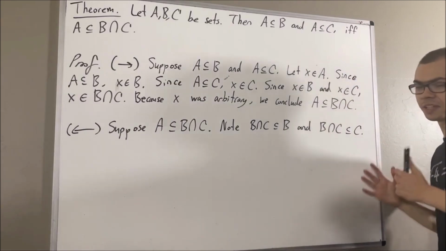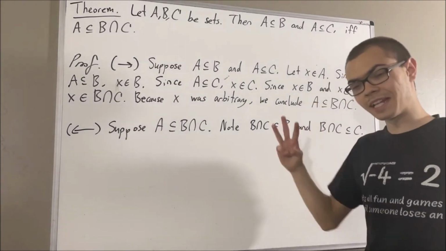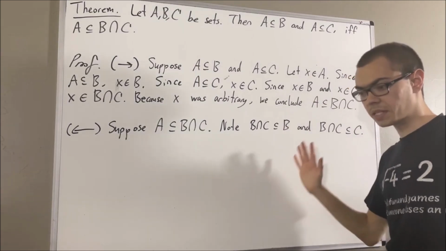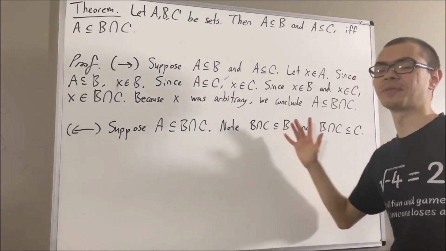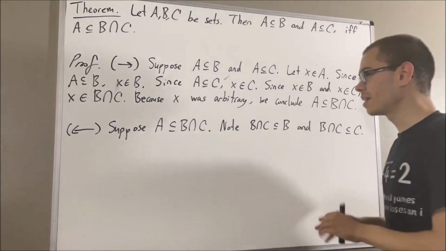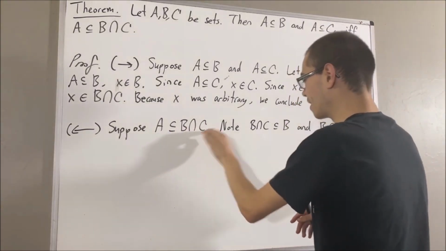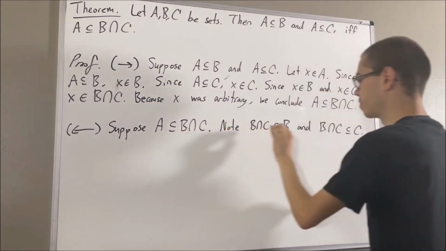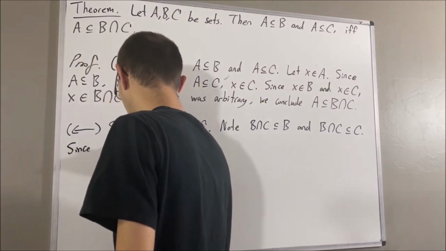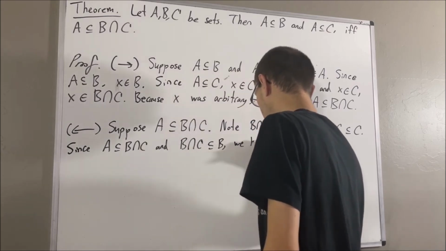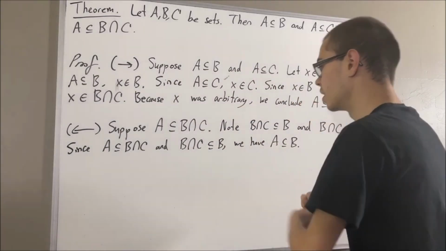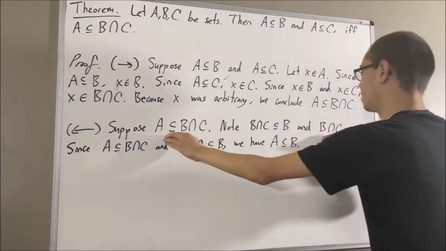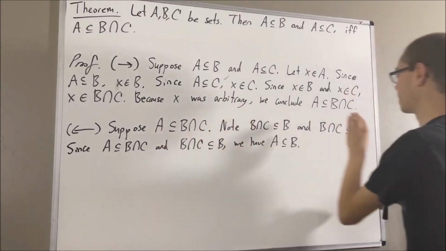Another fact regarding sets is, given any three sets X, Y, and Z, if X is a subset of Y and Y is a subset of Z, then X must be a subset of Z. So really, since A is a subset of B and C, and B and C is a subset of B, these two facts tell us that A must be a subset of B. And similarly, since A is a subset of B and C, and B and C is a subset of C, these two facts tell us that we have A is a subset of C.